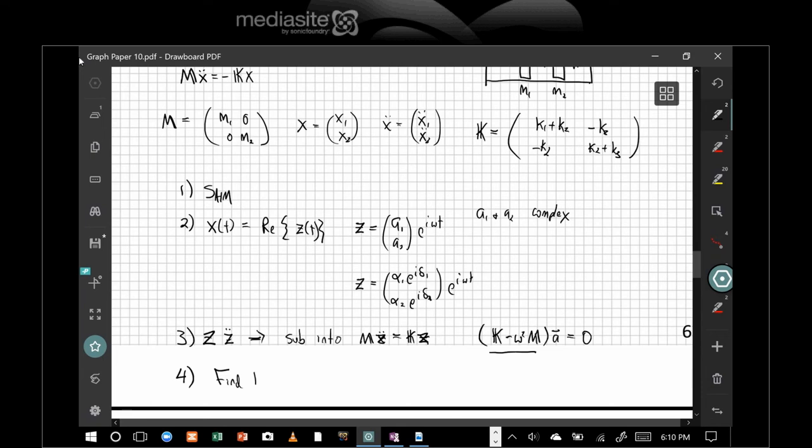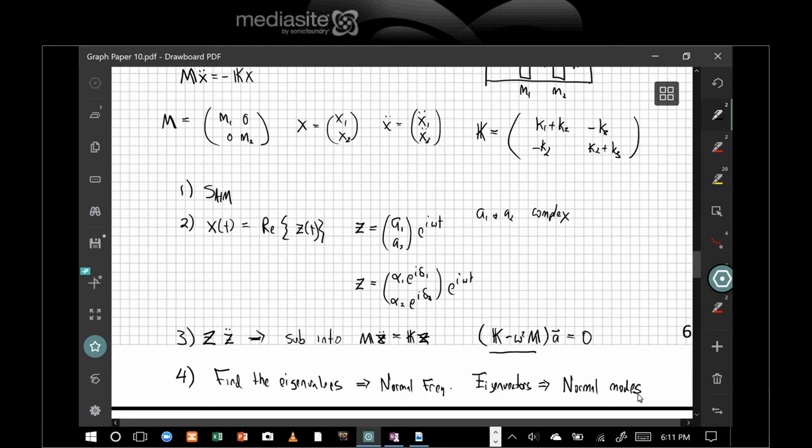And then my fourth step is going to be to find the eigenvalues. The eigenvalues are going to be the normal frequencies. And then the eigenvectors are going to be the so-called normal modes. All right, so once I've done that, then I've solved the problem.